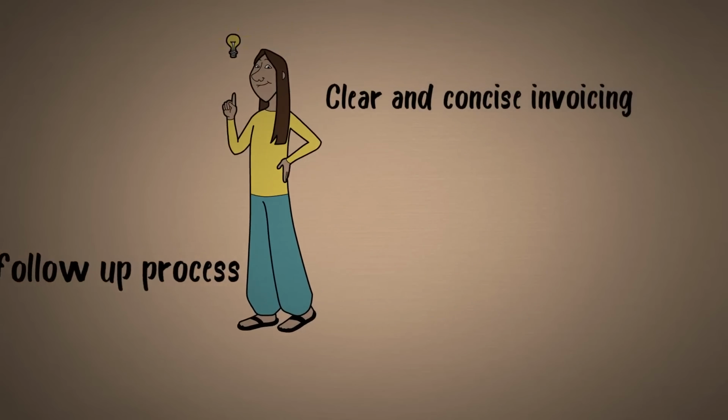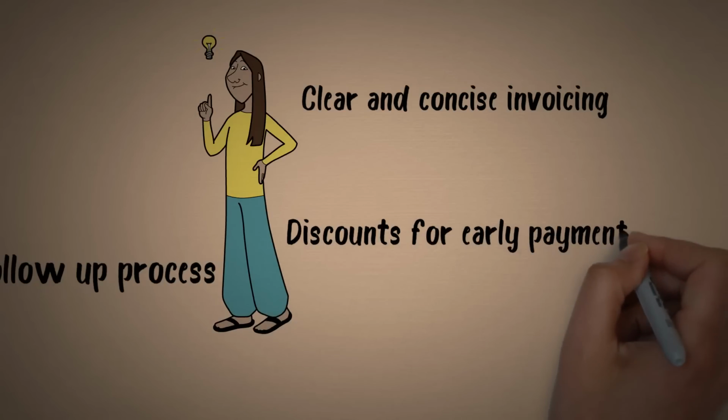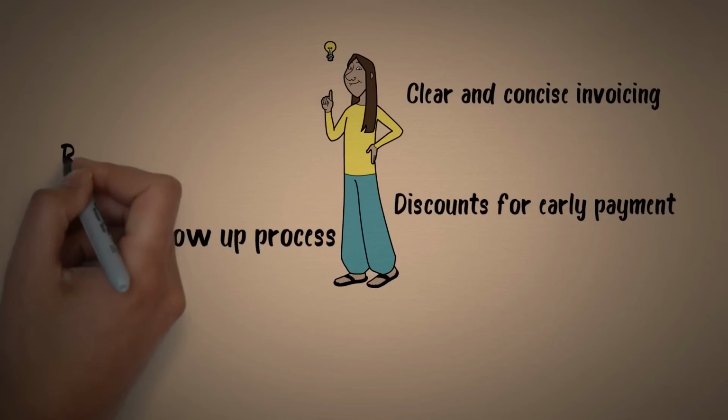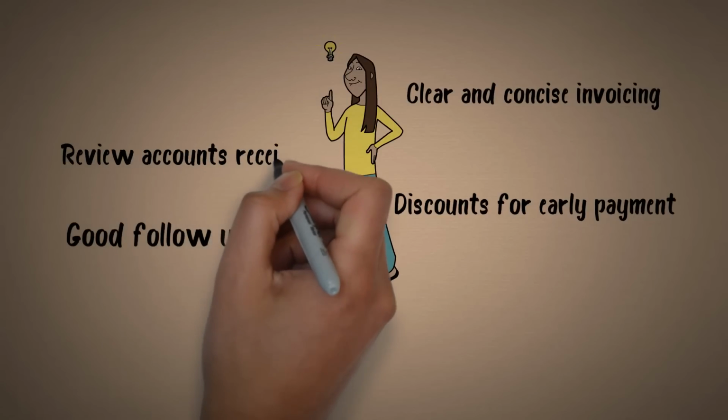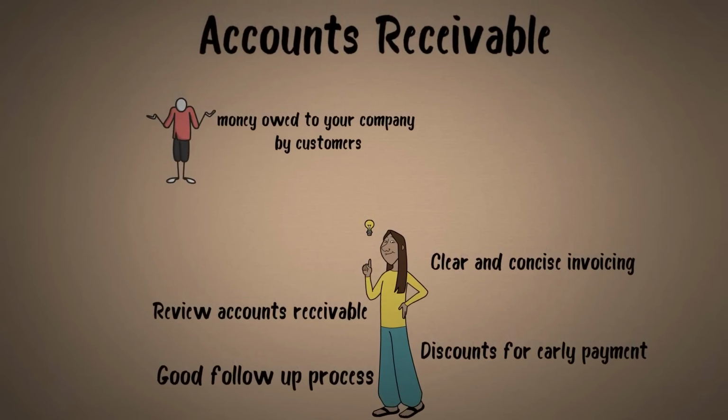Another thing you can do to improve your accounts receivable is to offer discounts for early payment. This can be a great incentive for customers to pay their invoices on time. Finally, you need to make sure that you are regularly reviewing your accounts receivable. This means that you need to look at your invoices and payments on a regular basis and see where you can improve. By doing this, you can make sure that you are always on top of your game and that you are always getting paid on time. This can have a big impact on your business performance and sales.